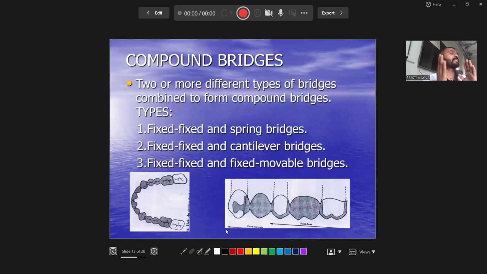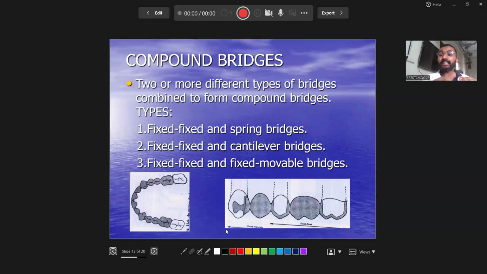Coming to the compound bridges. These compound bridges are a combination of the above types we have spoken about. It can be fixed, or fixed movable, along with a spring or cantilever, or fixed with a fixed mobile bridge. Starting with the fixed spring bridge, imagine there is a long span FPD. Here we have given the fixed part. Suppose we are taking support of the central and replacing the lateral, taking the support of the canine, so it is fixed. Then if there is a spring kind of extension from here coming to the other side area, it's called a fixed spring bridge.